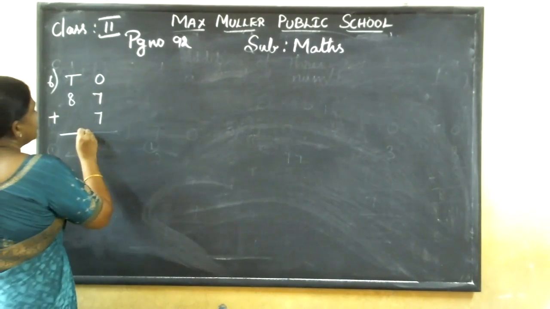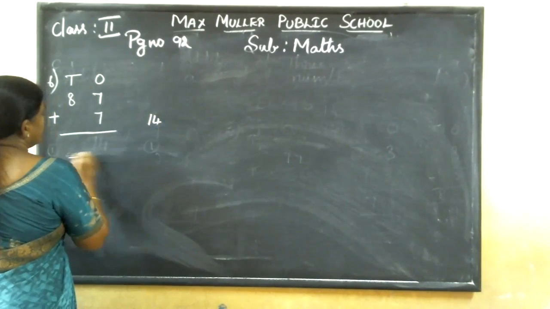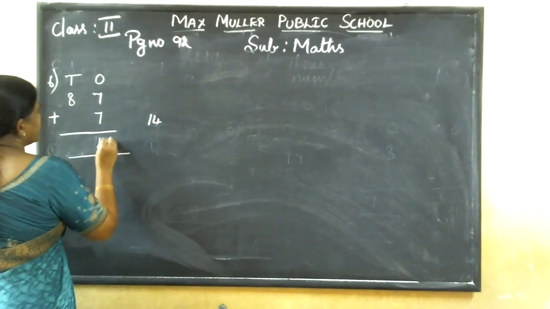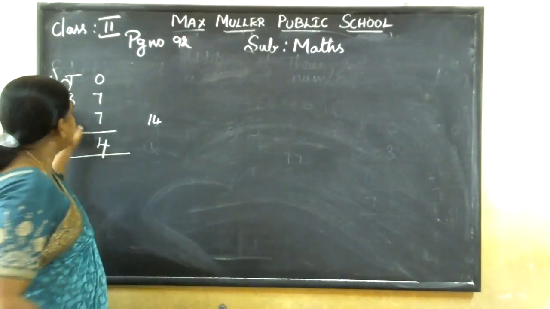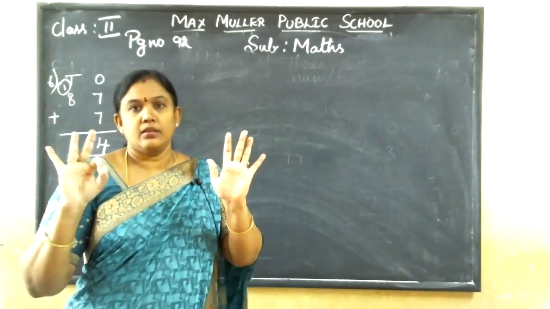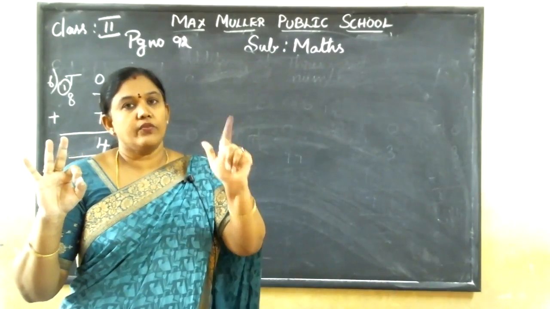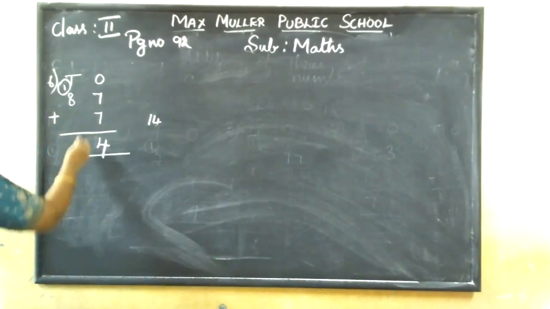So, 14 means 4 you will write here. Which number you will write? 4 you will write. 1 you will carry to tens column. 1 plus 8. 1 in the mind, 8 in the finger. After 1, 2, 3, 4, 5, 6, 7, 8, 9. So 94.